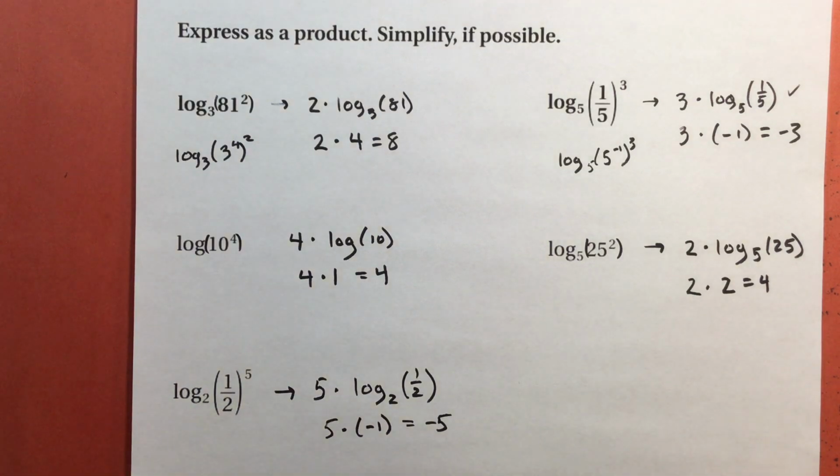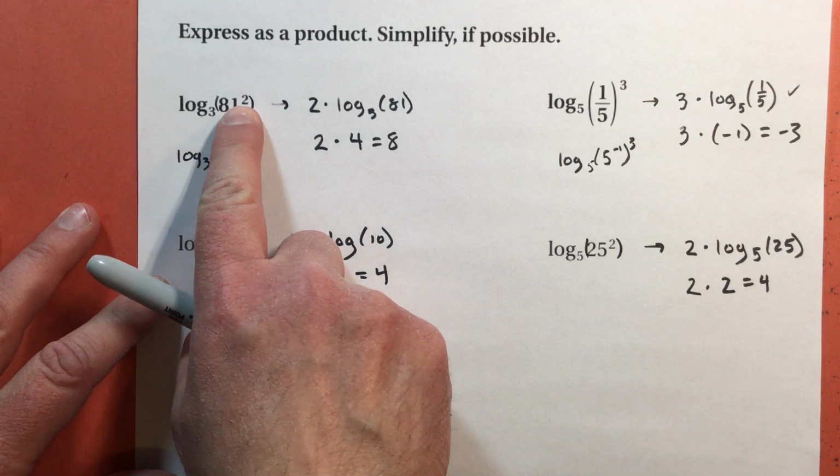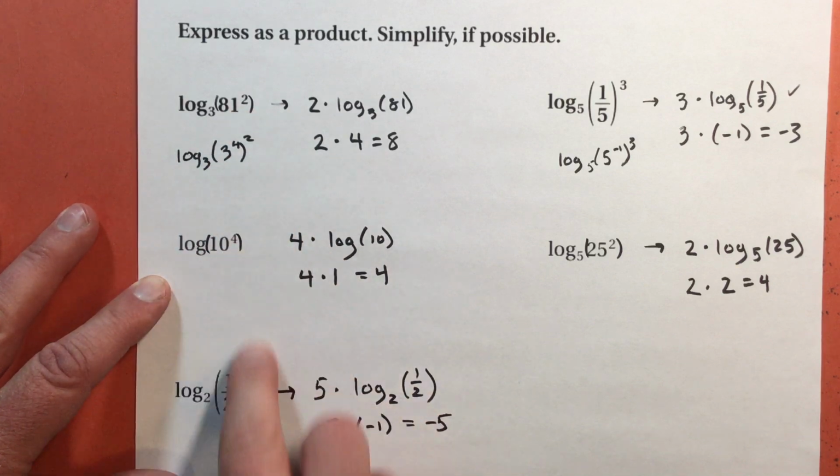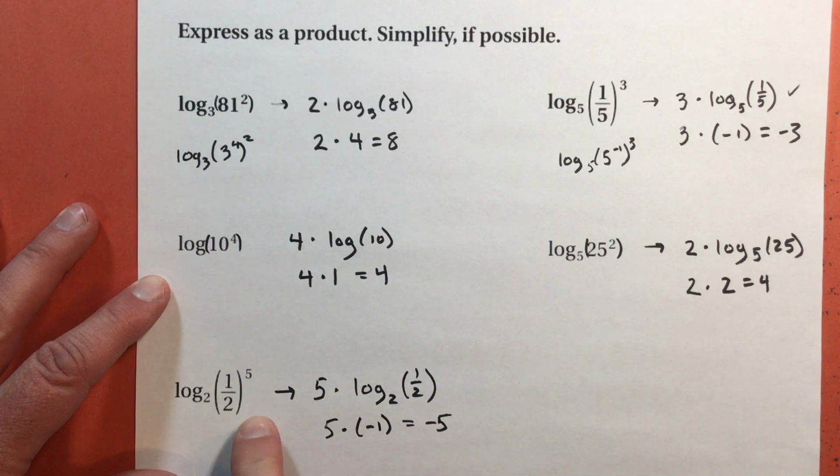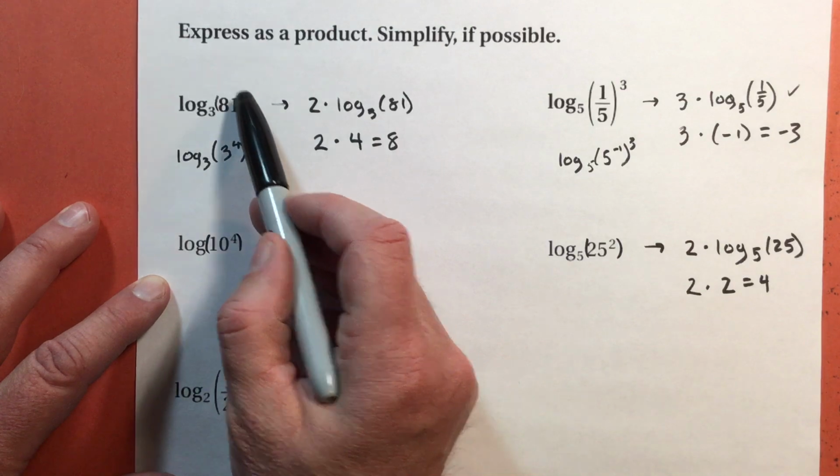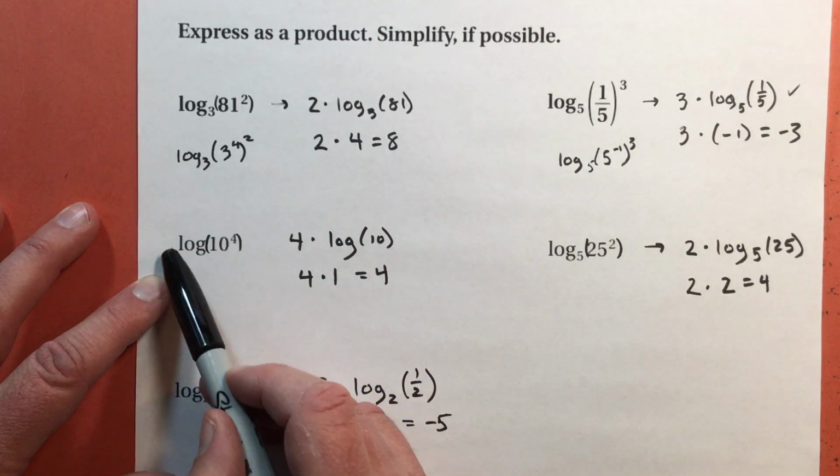But the main idea that we want you to get out of this stuff is that whatever the exponent is on the number that you're taking the logarithm of, that's what you multiply by the logarithm without the exponent. So it's just kind of like, I took the 2 and I moved it out in front. I took the 4 and I moved it out in front.